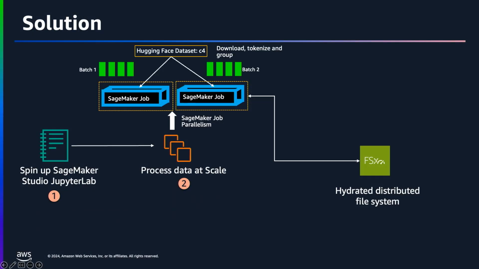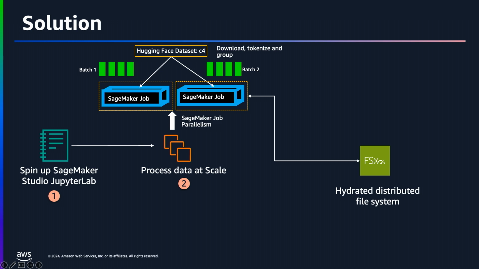Now, FSx for Lustre is a managed shared storage which offers the scalability and performance of the popular Lustre file system, and it provides hundreds of gigabytes per second of throughput and millions of IOPS, exactly what we need in this use case. We will use the Hugging Face dataset C4, which is a Common Crawl corpus dataset created by Allen AI. This dataset is clean, deduplicated, and is commonly used to train large language models.